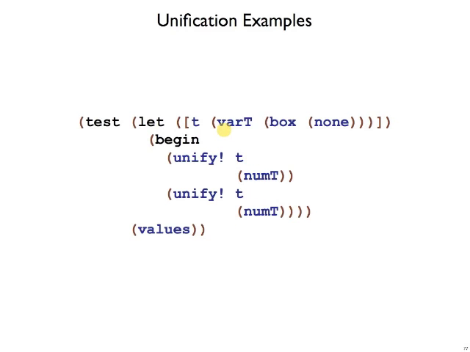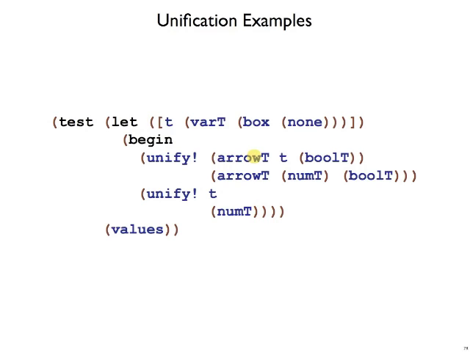If I take this similar example, same variable t, and I unify it twice with numt, both of them succeed. The first one causes the type variable to be assigned to the type numt, and the second one confirms that the current assignment to numt is compatible with numt.